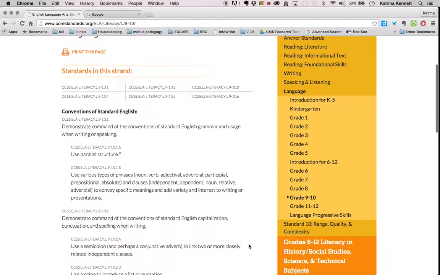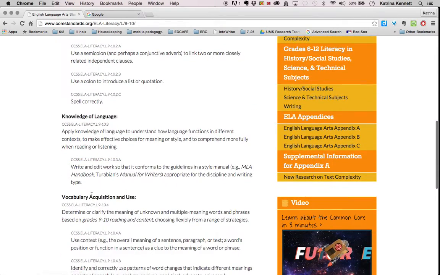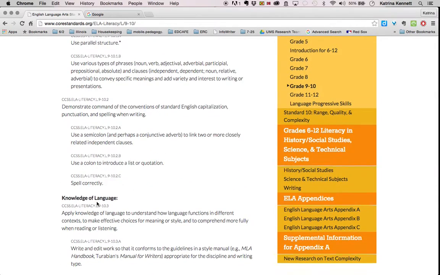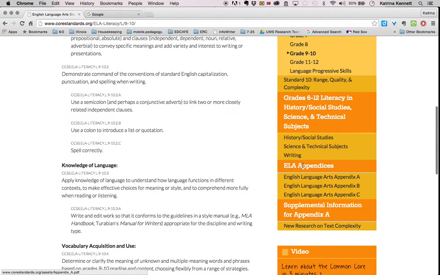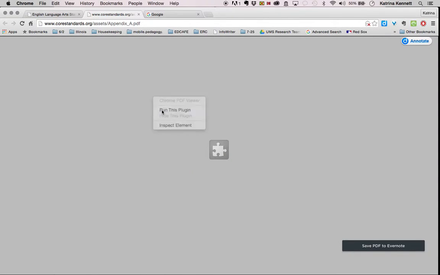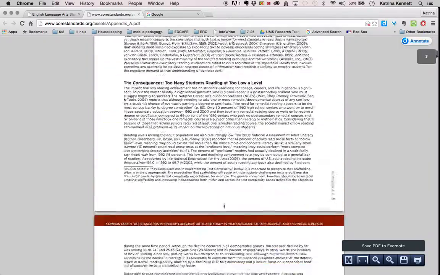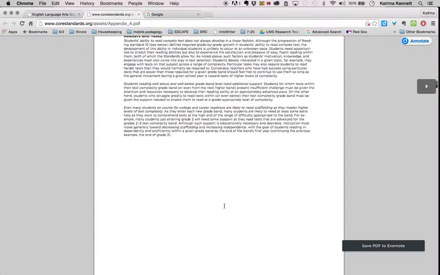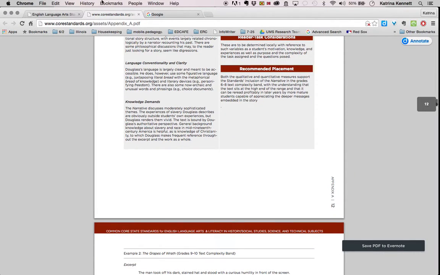The language standards are focused on conventions, thinking about knowledge of language and vocab. So when you're doing some closer work with that type of language, then you're able to draw upon these standards. Now, very briefly, the 3 ELA appendices will help you think about the research supporting the key ideas of the standards. So they basically say here's the statement of the problem, and here's the research that backs how we're answering it with these standards. So you can go ahead and skim through those.